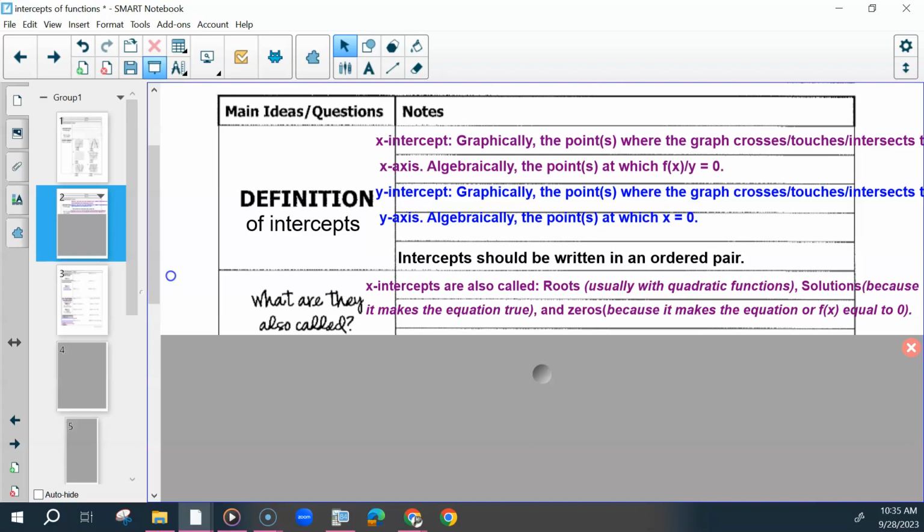So graphically, it crosses or touches the x-axis. Algebraically, it's the point where y, or f of x, the function, is 0. So we kind of like the opposite. If you're looking for an x-intercept, your y-value is 0.